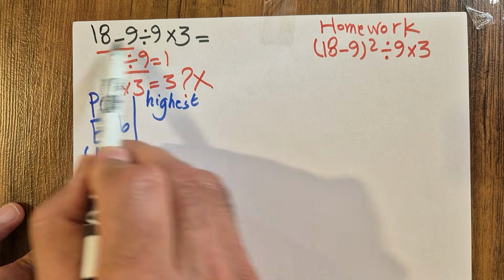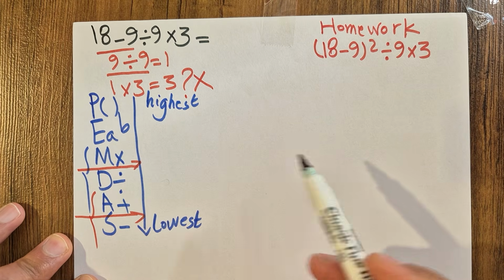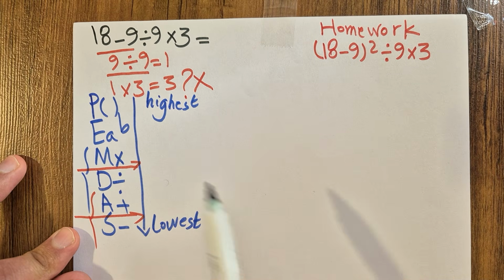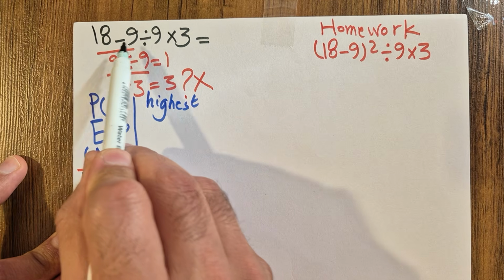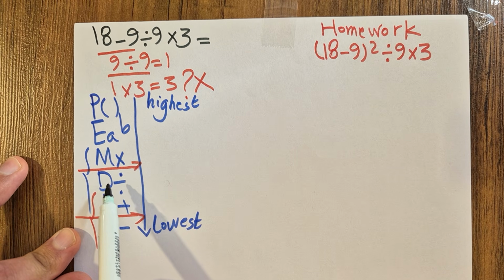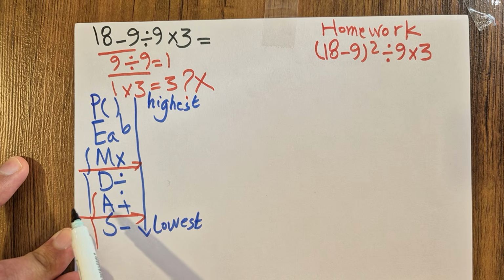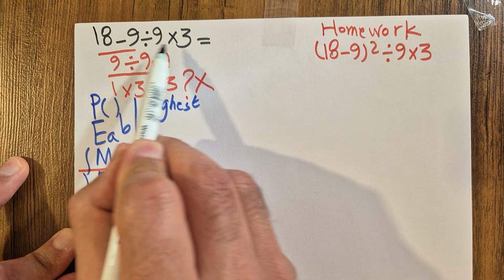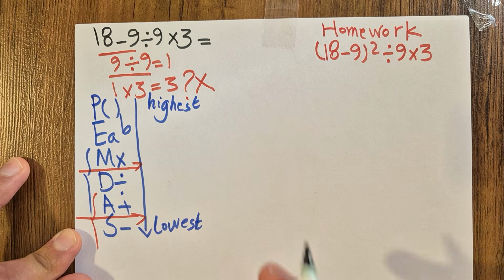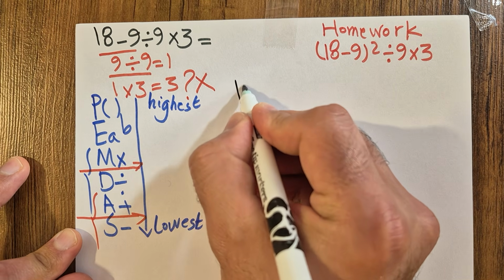Ask yourself, do we have any parentheses? No, we don't. Do we have any exponents? No, we don't. No exponents. So we just have subtraction, division, multiplication, but multiplication and division have higher priority than subtraction. So we must do these two first, but how? From left to right. Okay, so let's write down everything.